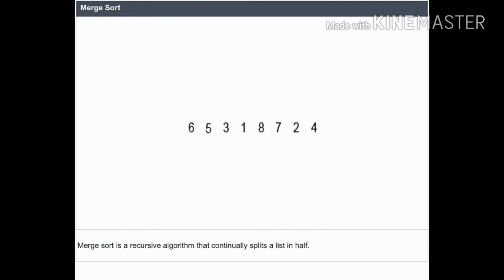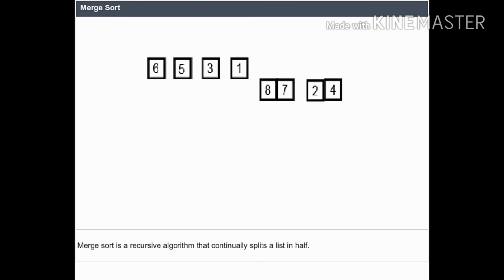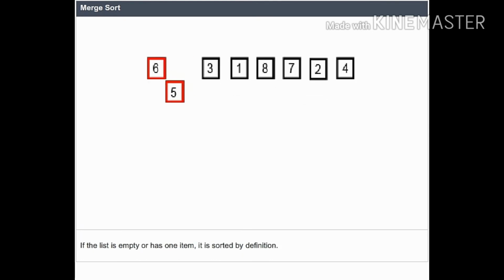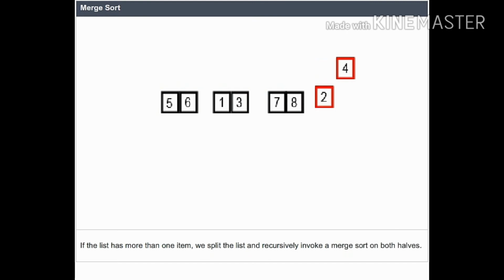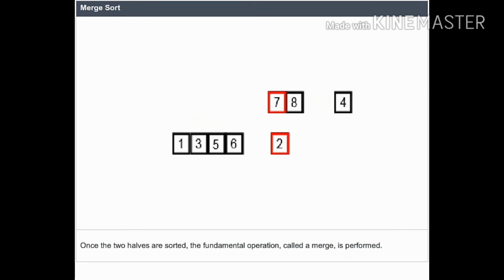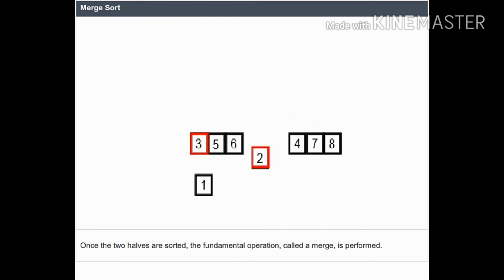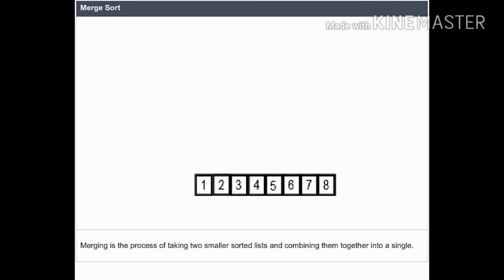Merge sort. Merge sort is a recursive algorithm that continually splits a list in half. If the list is empty or has one item, it is sorted by definition. If the list has more than one item, we split the list and recursively invoke a merge sort on both halves. Once the two halves are sorted, the fundamental operation called a merge is performed. Merging is the process of taking two smaller sorted lists and combining them together into a single sorted list.